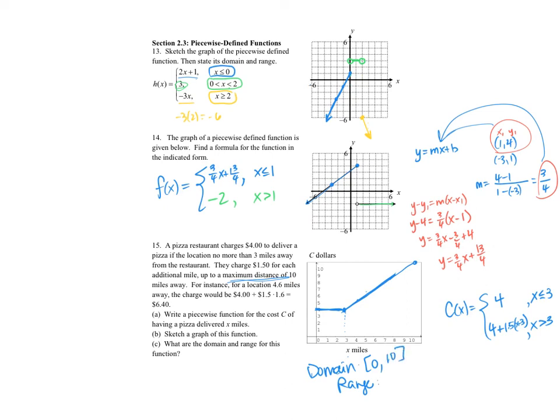And then the range is going to be all the possible costs. And so we know the lowest cost is $4. And the highest cost, well, how much do they charge at 10 miles? So it's going to be $4 plus 1.5 times 10 minus 3, so 7 additional miles. So we can find out what that is. It's $14.50. And we'll put a closed bracket there because if they do deliver 10 miles, that would be the cost.